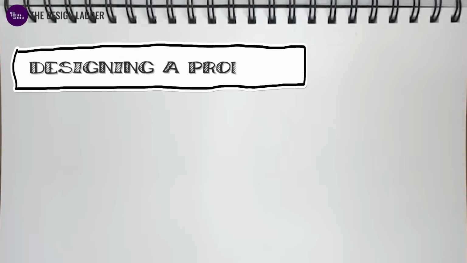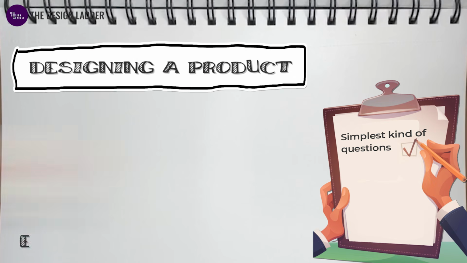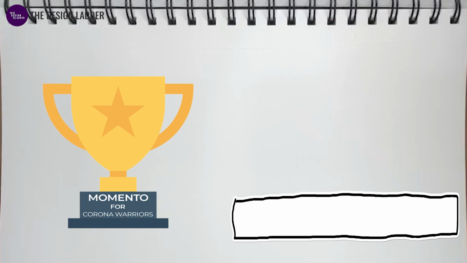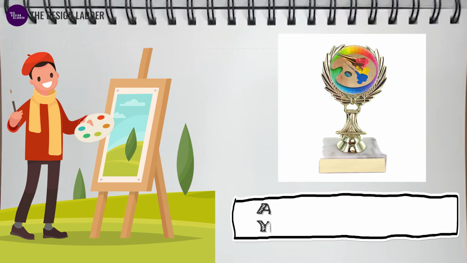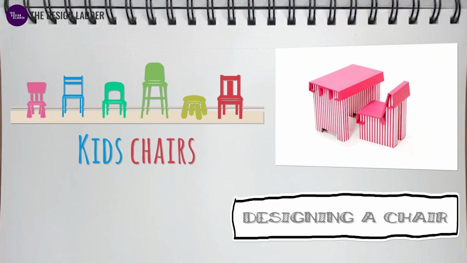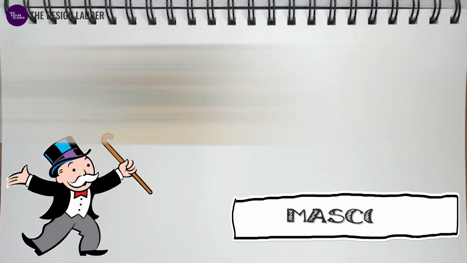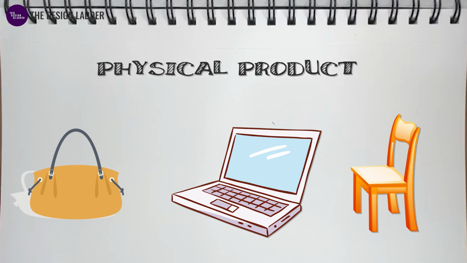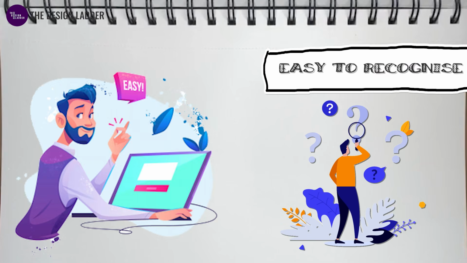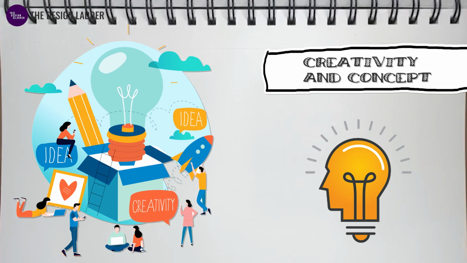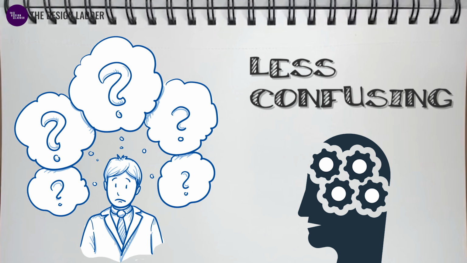So designing a product are the simplest kind of questions because you know what the examiner is asking from you. It can have questions like design a crown for Miss Universe 2050. It could be design a trophy or a memento for Corona warriors, or for the artist of the year, or for the designer of the year, or a poet, or designing a chair for the kids, or table lamp, purse, bottle, mascot, etc. So any physical product can be asked straight away in this question, and they are the easier ones to recognize as there is no confusion, although you have to apply a lot of creativity and concept in these too, but they are relatively less confusing in terms of understanding a question.